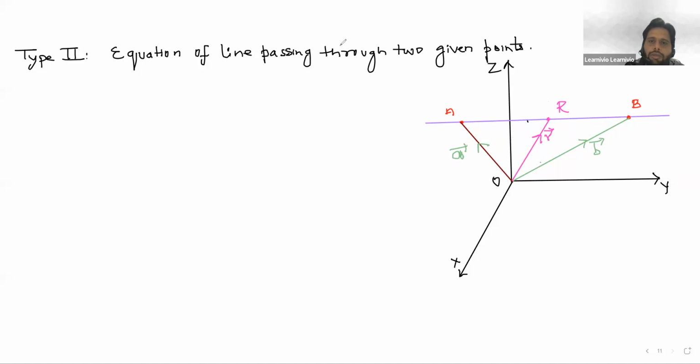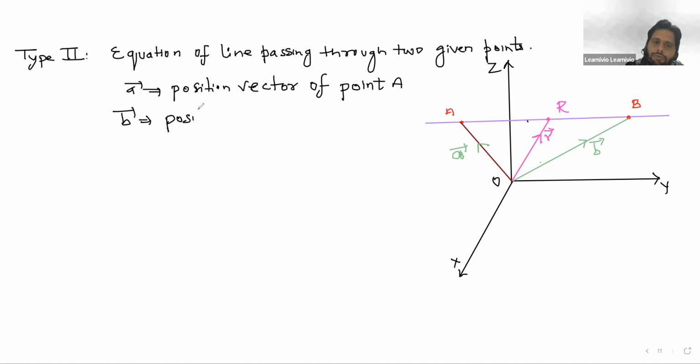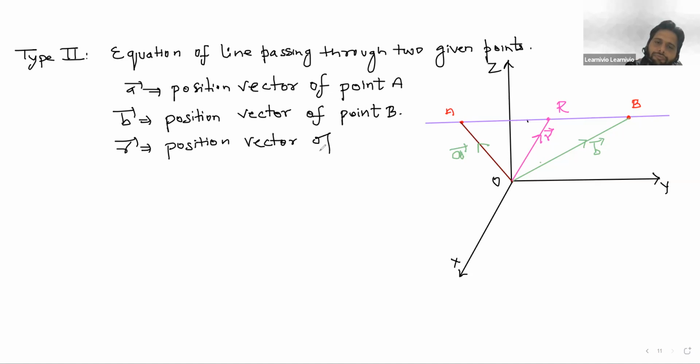So, who can tell me? Nabil, can you tell me what is AB here? Okay, first let me write this. Position vector of point A. What is B? Position vector of point B. Okay. R you already know. R is the position vector of point R. Okay, tell me AB.